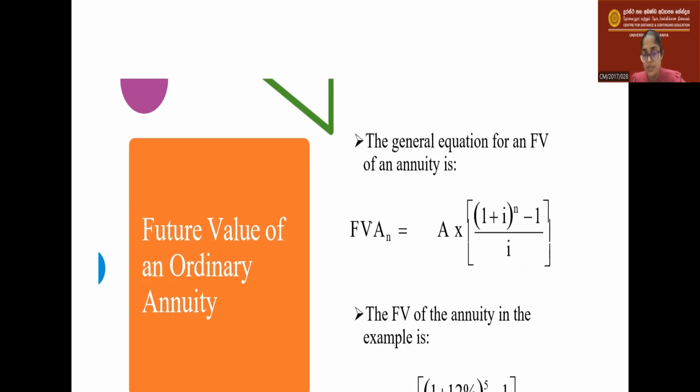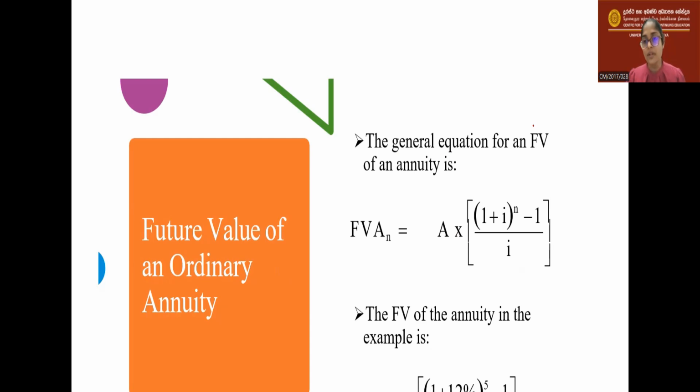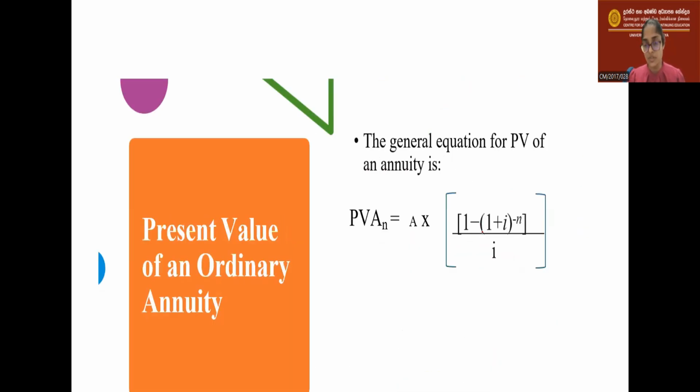Look again, in the future value of an ordinary annuity, what is the formula? 1 plus I power of n minus 1 divided by I multiplied by A. Don't confuse, you can't actually divide all of the things by I. Step by step, you have to do the answer, right? When it comes to the present value, take the minus 1 to the front as 1 minus 1 plus I to the power of minus n over I multiplied by A. This is the relevant formula for present value, right?